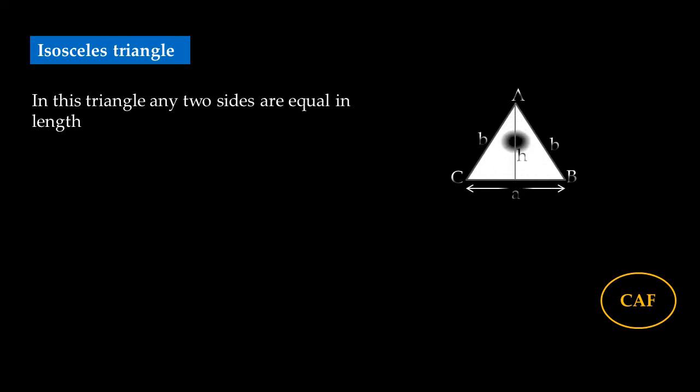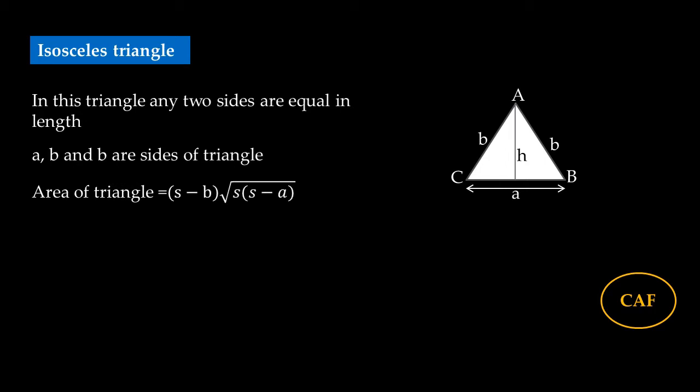Next one, isosceles triangle. In this triangle, any two sides are equal in length. You can take any two sides. I am showing in this diagram. If you see here, one side I am assuming as A, and the remaining two sides, whatever is there, I am assuming as B. Okay. So A, B and B are the sides of the triangle.